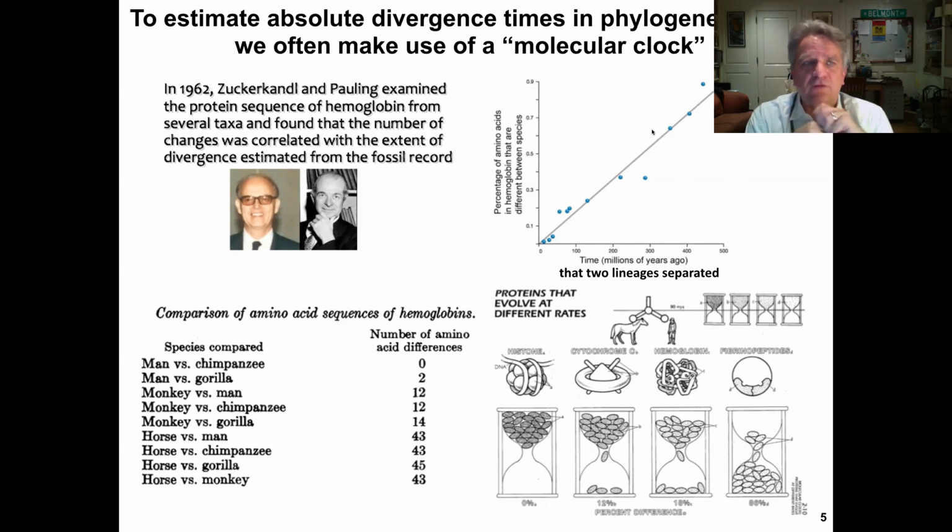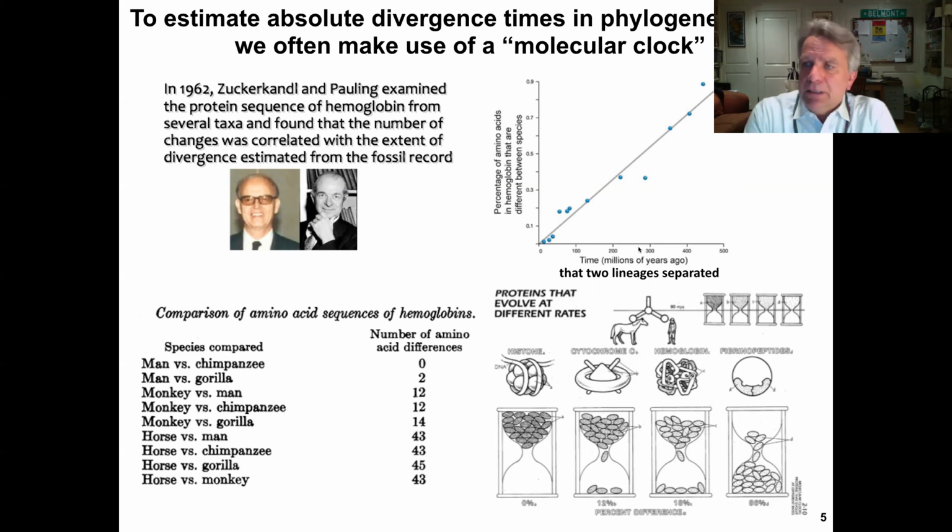Now, this molecular clock insight was introduced in 1962 through a study of hemoglobin amino acid sequences. This is a table from their paper, Zuckerkandl and Pauling, showing comparisons of humans and chimpanzees, humans and gorillas, Old World monkeys and humans, et cetera, and showing the number of amino acid differences. This idea that the older the divergence, the more molecular changes will be observed between the two lineages.